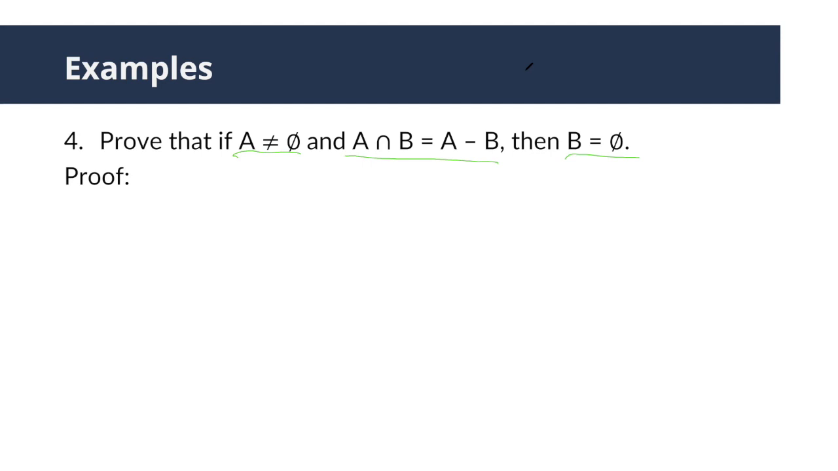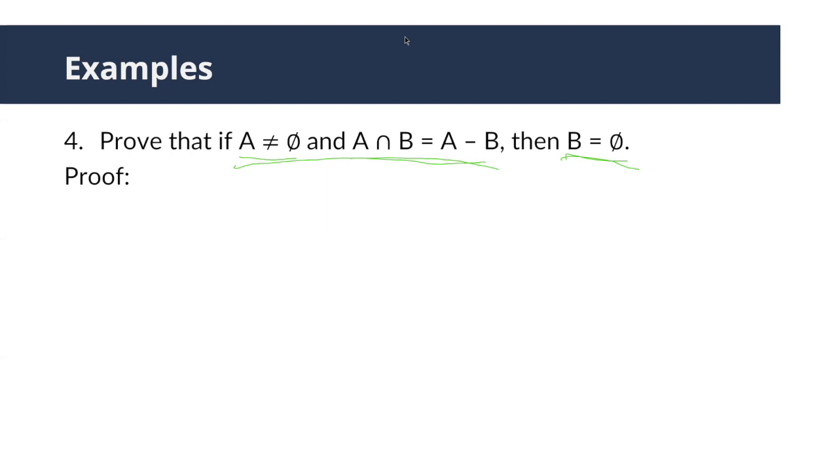If you think about all the four basic proof methods, if we use direct proof, we're going to assume these two are true, then prove that B is empty. It's hard to show that a set is empty, so direct proof is not the best option.